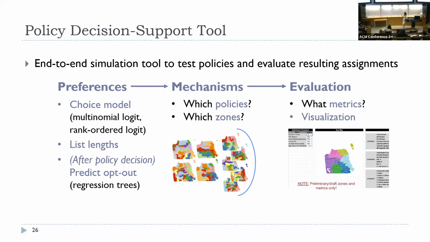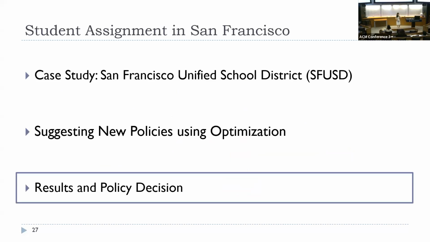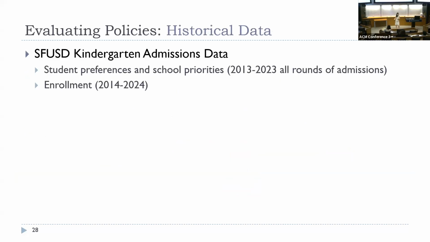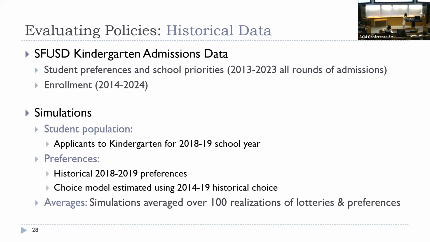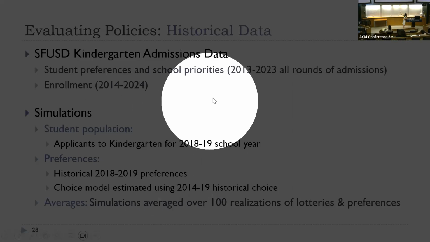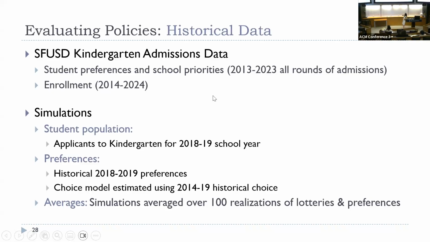And then finally, we also wanted to evaluate. And so we worked with a lot of collaborators over in the education school to try to come up with the appropriate metrics for measuring the performance of these policies. Briefly show you our results. These results are generated using the process that I just showed you, using data from 2018 to 19 is the particular year that we used. Yeah, so we used kindergarten applicants to the 2018-19 school year, but then we estimate the choice models using 5 years of historical choice data, 2014 through 2019.